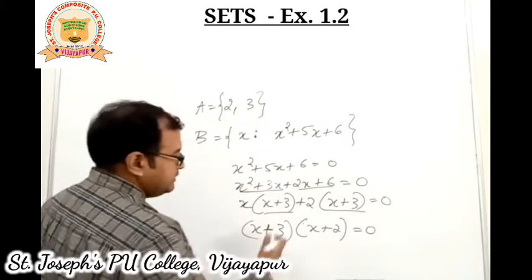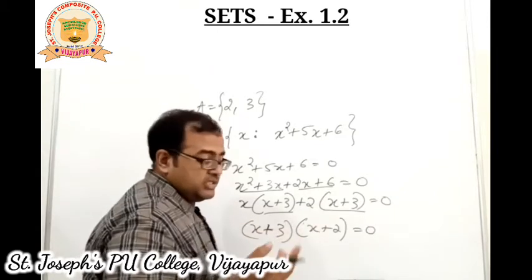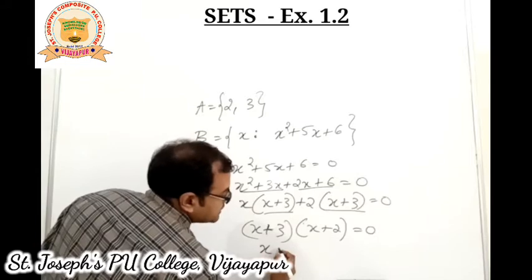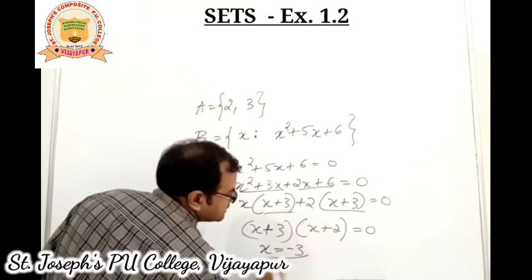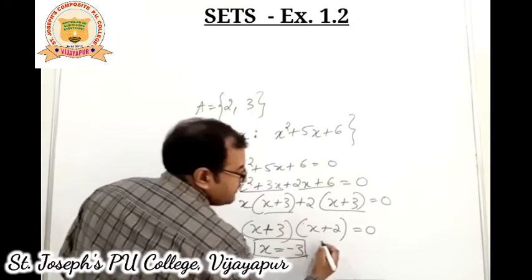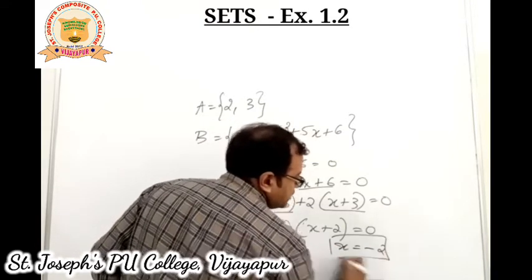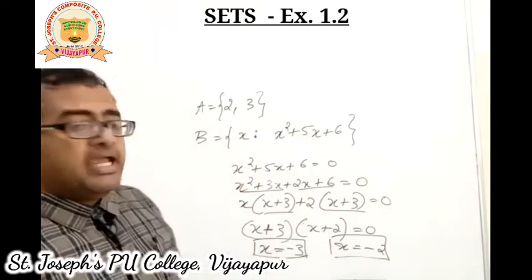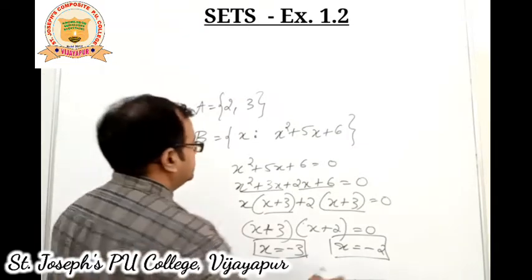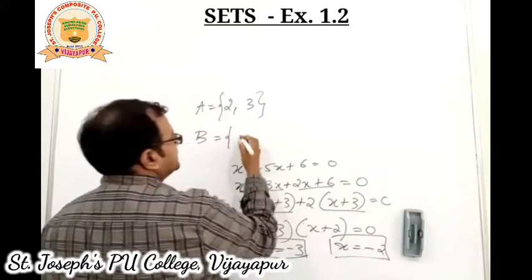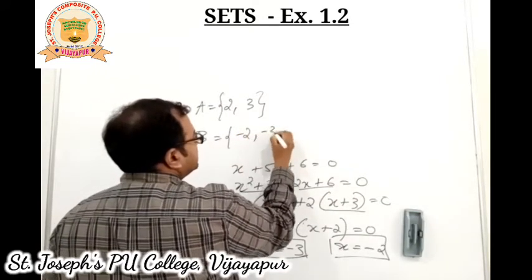Here, if the product of two numbers is 0, one of them must be 0. Either x plus 3 is 0, then x equal to minus 3, or x plus 2 is 0, then x is equal to minus 2. So, I got two values, minus 3 and minus 2. If I write this in the roster form, this is nothing but {minus 2, minus 3}.